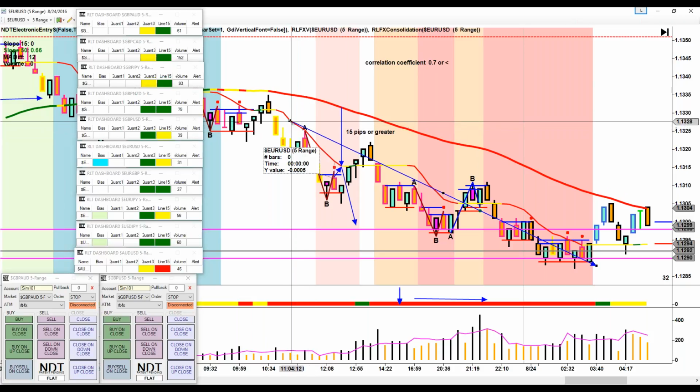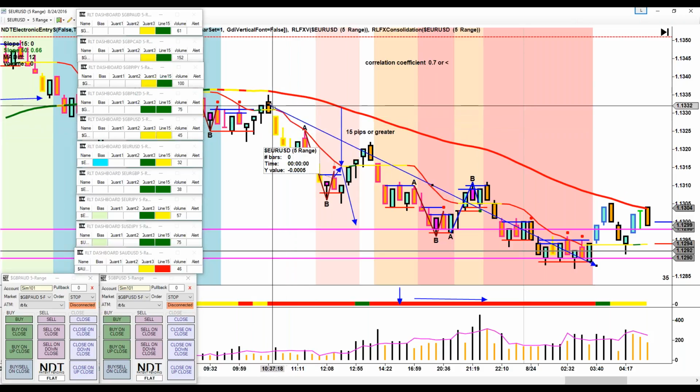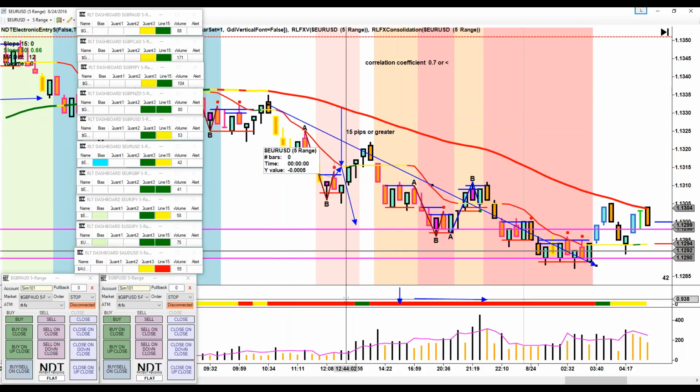Now, it doesn't give you an entry, but what it gives you is a strong bias. You're not going to take a long trade on a red quant. So what it does is it increases the predictive value of a short entry. So that's another independent variable that we look at.